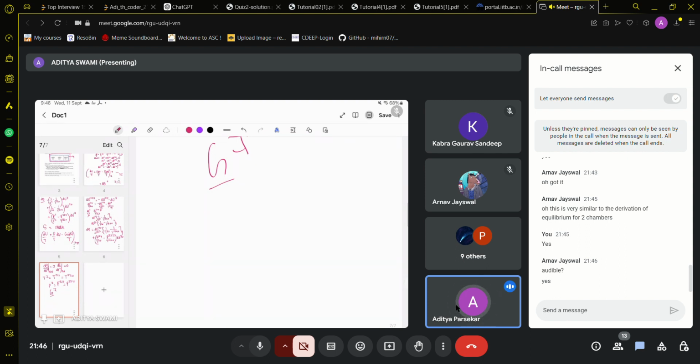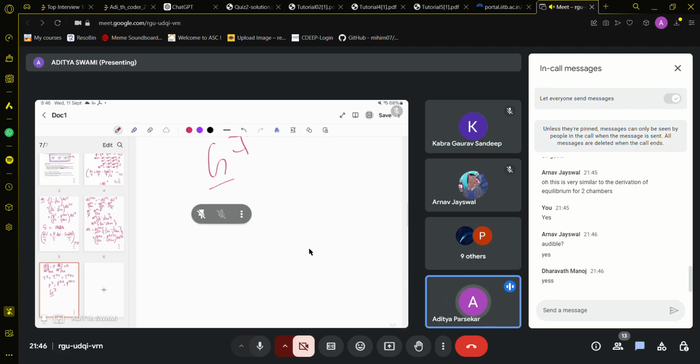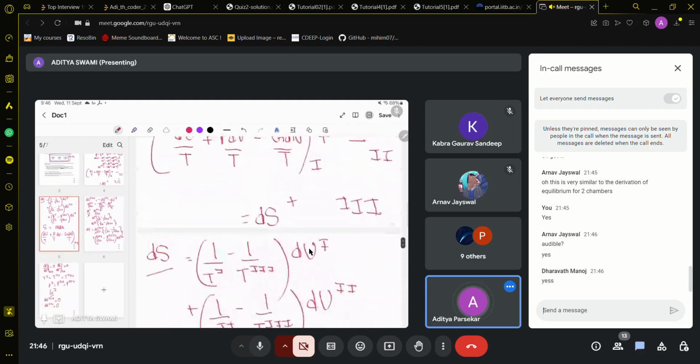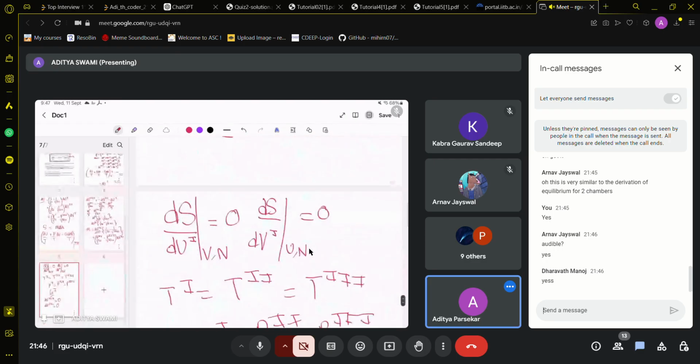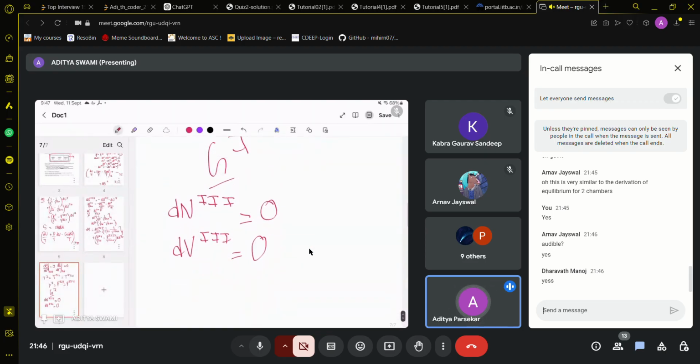So now the only change is here. Now there's no exchange of mass from system 3. So that's going to mean individually dn3 is going to be 0, and similarly dv3 is also going to be 0. This is because the partition between 2 and 3 is such that you can only allow exchange of energy. However, the partition between 1 and 2 is completely open, and there is both mass and energy exchange.